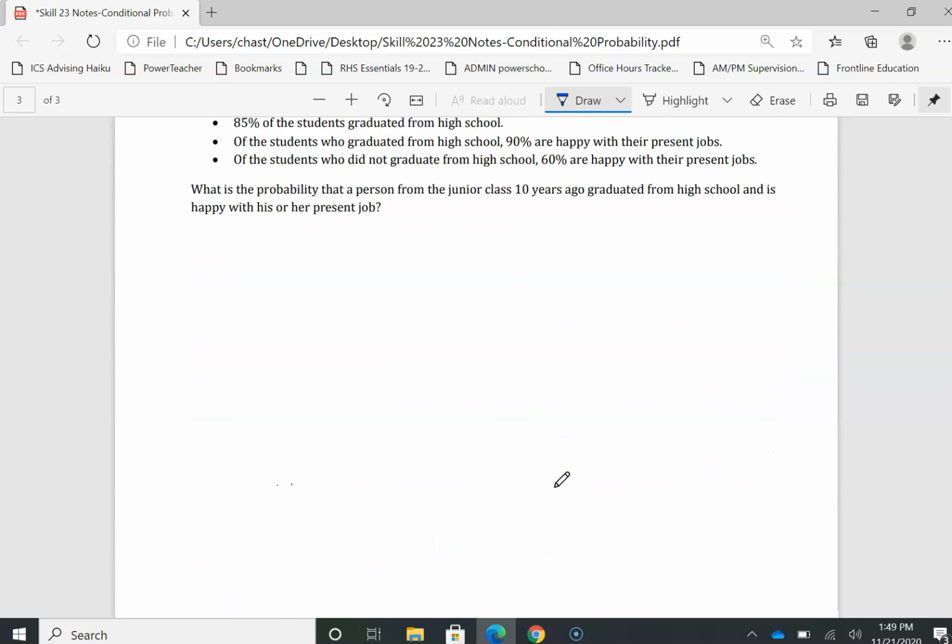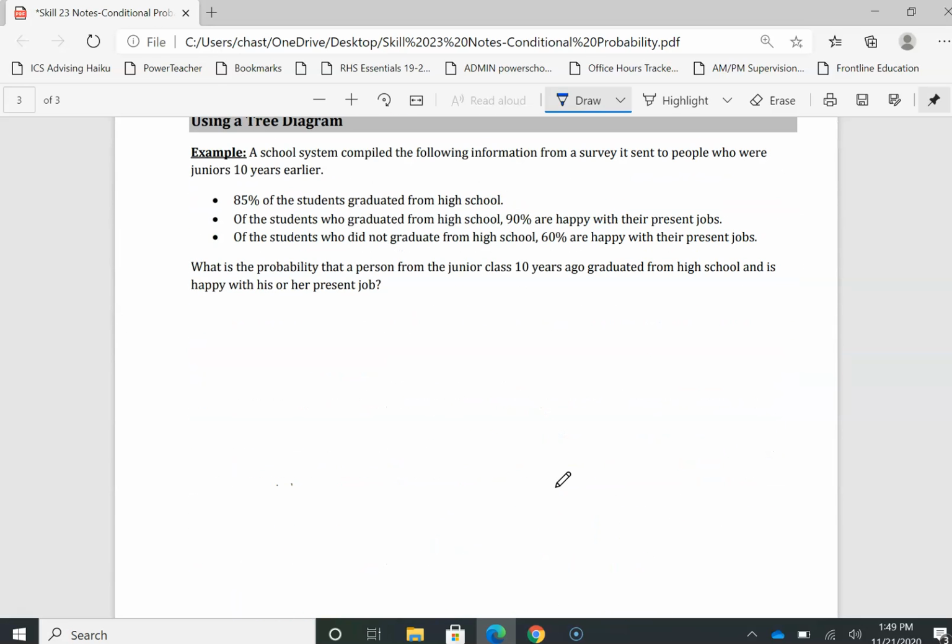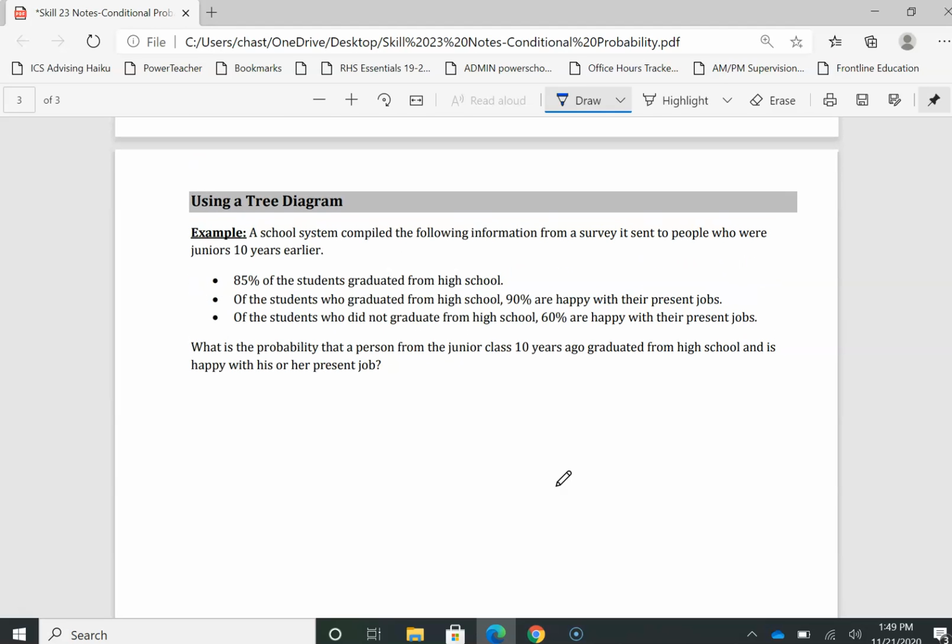We're going to use that idea in the last example here. All right, so using a tree diagram. A school system compiled the following information from a survey it sent to people who were juniors 10 years earlier.